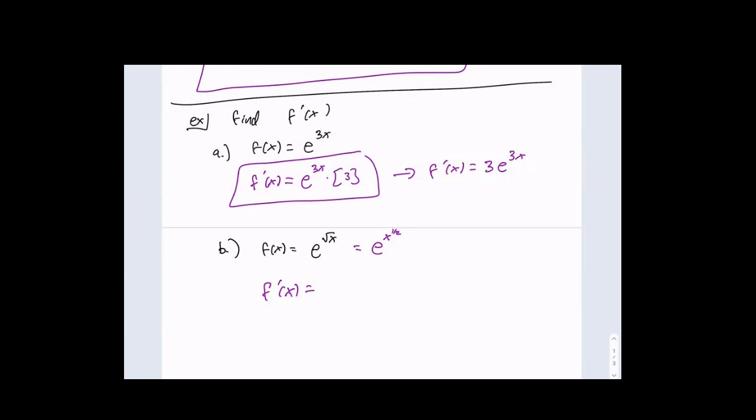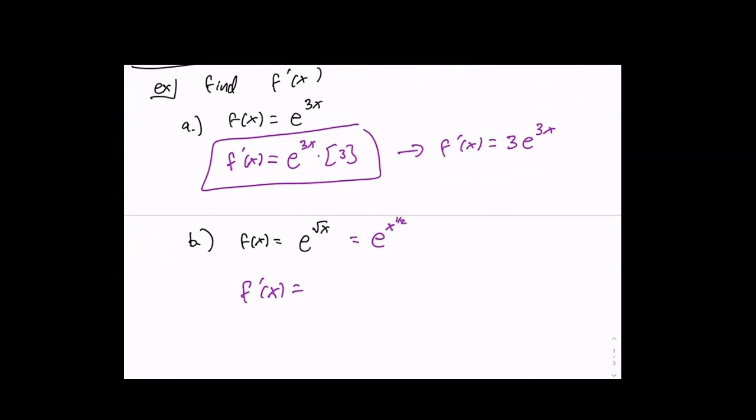Now I'm going to take the derivative. So the derivative of this would be, the derivative is, question mark? I'm asking you. What's the derivative? That's all I'm asking.